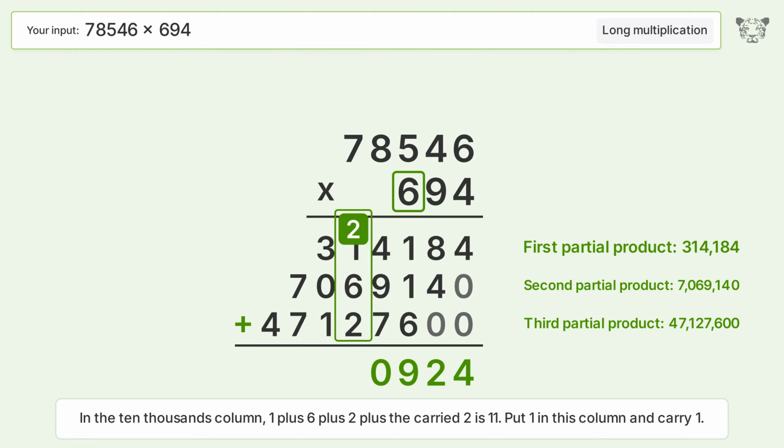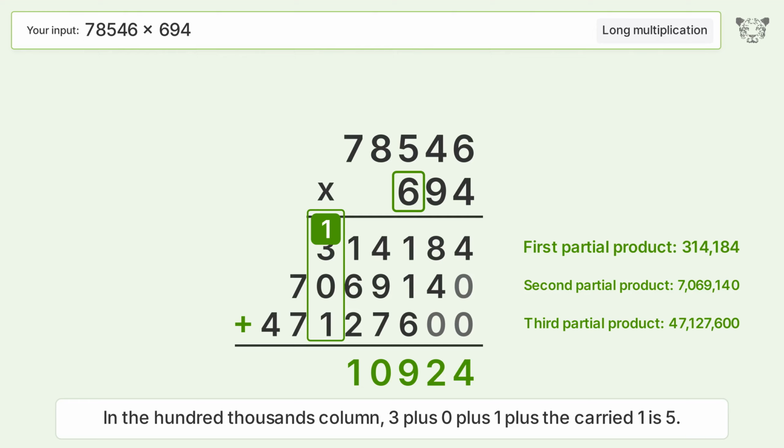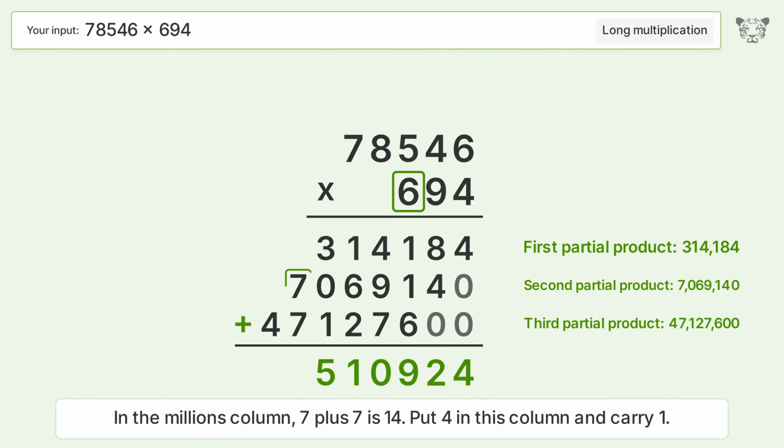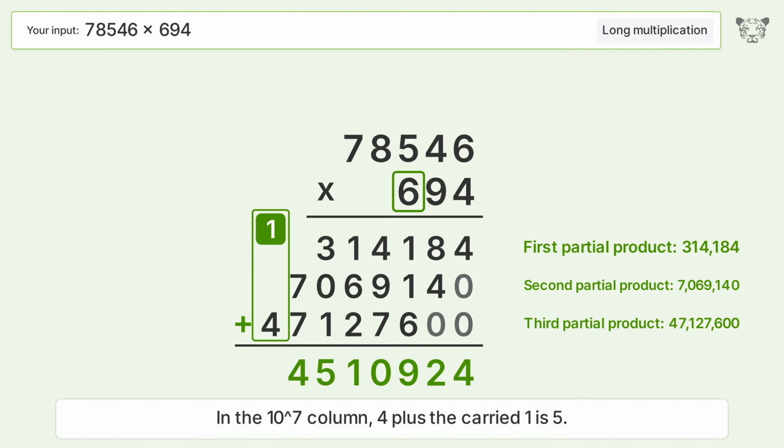In the 10,000s column, 1 plus 6 plus 2 plus the carried 2 is 11. Put 1 in this column and carry 1. In the 100,000s column, 3 plus 0 plus 1 plus the carried 1 is 5. In the millions column, 7 plus 7 is 14. Put 4 in this column and carry 1. In the 10 to the power of 7 column, 4 plus the carried 1 is 5.